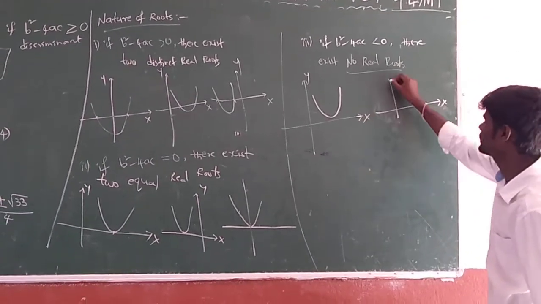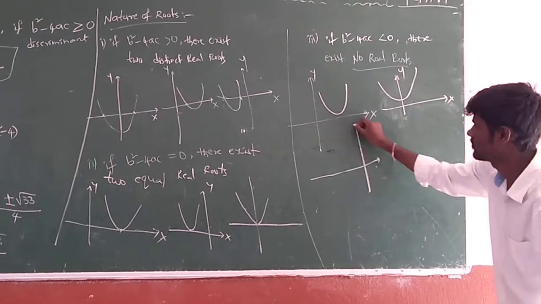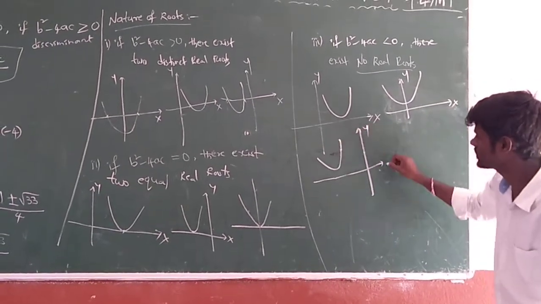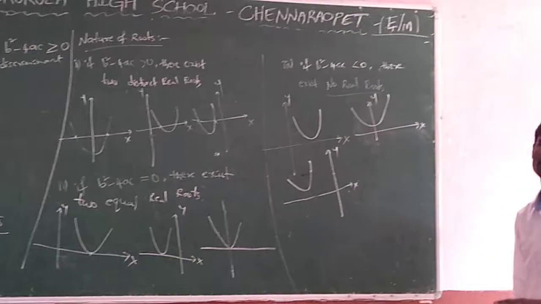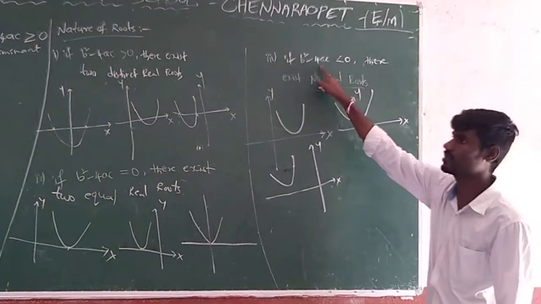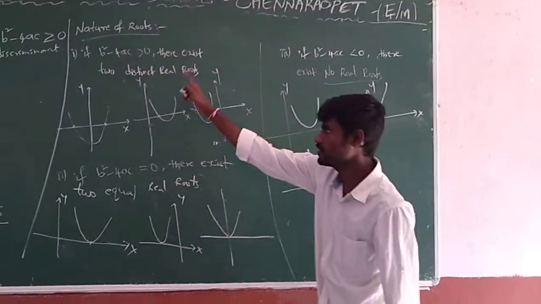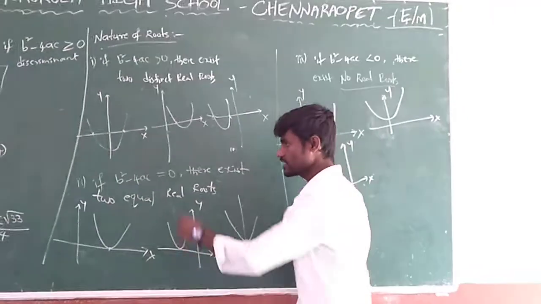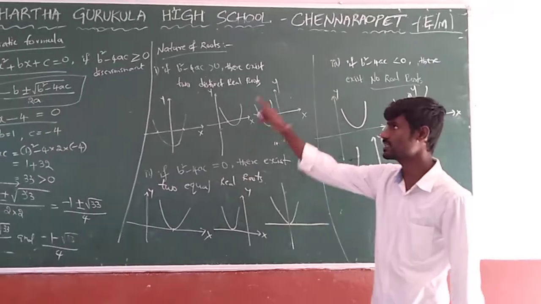See here, x-axis, y-axis, in this form or in this form. It won't touch the x-axis at any point. So this is the nature of the roots. If b square minus 4ac is less than 0, there are no real roots. If greater than 0, two distinct real roots. If equal to 0, two equal real roots. This is the nature of the roots.